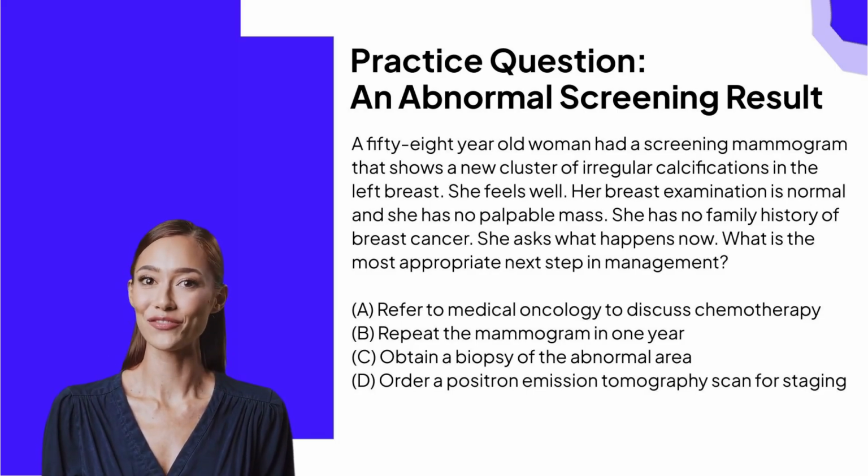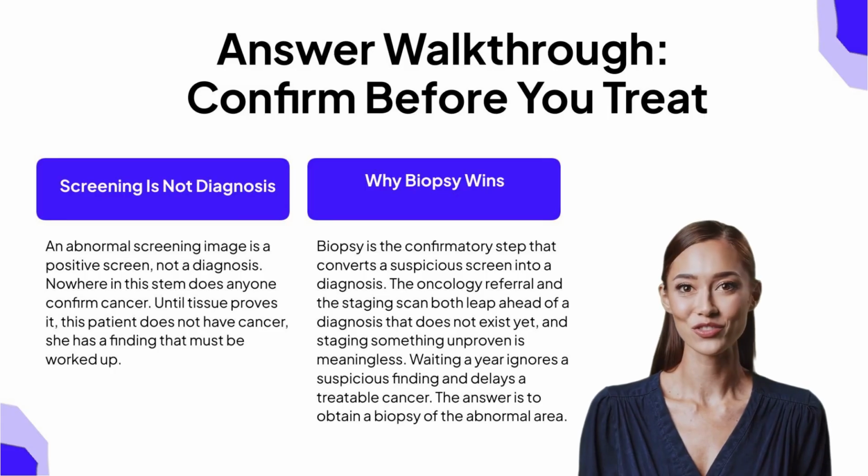The question asks for the most appropriate next step in management. As you read the choices, hold on to the rule we just covered. Ask yourself whether anyone in this stem has actually proven that this patient has cancer. Pick your answer, and we will reason through every option. Let us work through this.